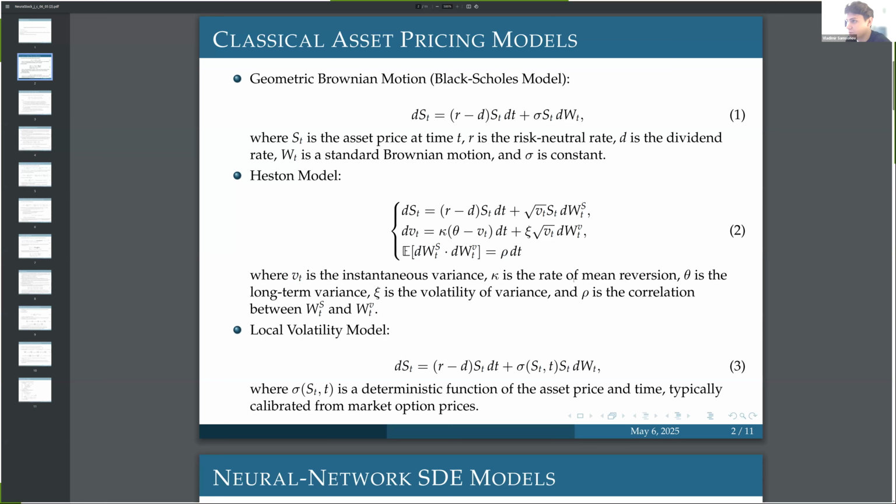Okay. The last classical model is the local volatility model. Here, volatility sigma is a deterministic function that is typically calibrated from market option prices.